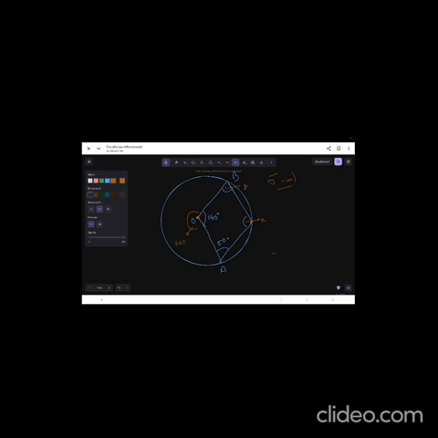This angle will be 360 minus 140. What will that be? It will be 220 degree. Yes or no? And why did I find this out? Because this is at the center and this is at the circumference, and they are lying in the same arc.